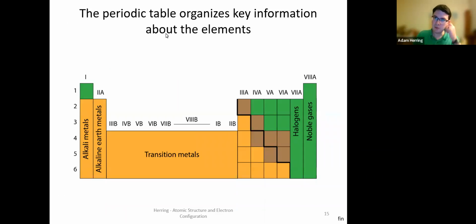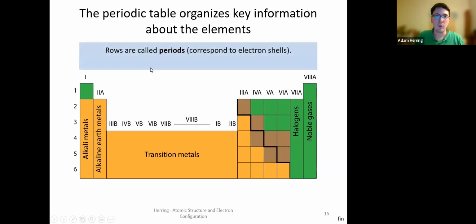Now, the periodic table is organized in such a way as to provide us with key information about the elements. And we'll go into more depth about this later. But for now, what we want to do is recognize what the different groups are, the rows and the groups. So first, let's talk about the rows. These are called periods. A row runs from left to right. These correspond to what are called electron shells, which we will discuss in detail in a later video.